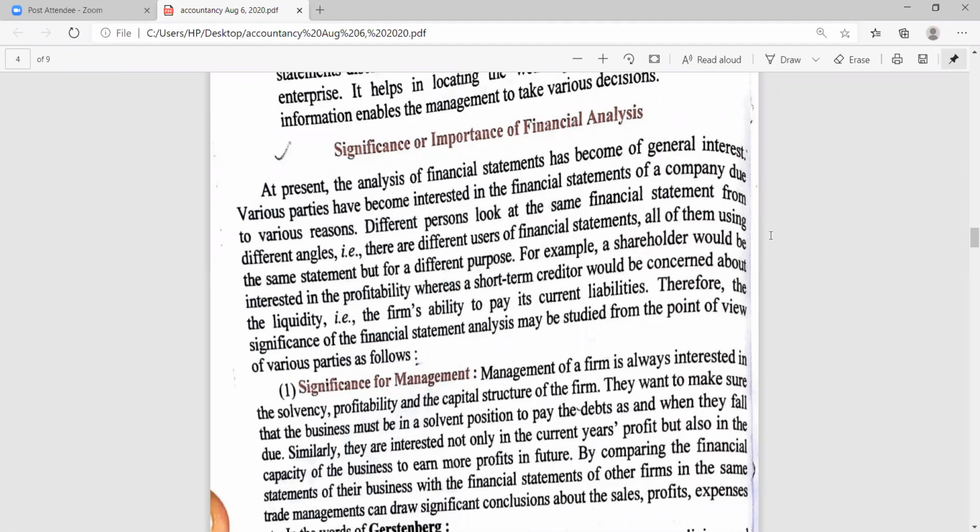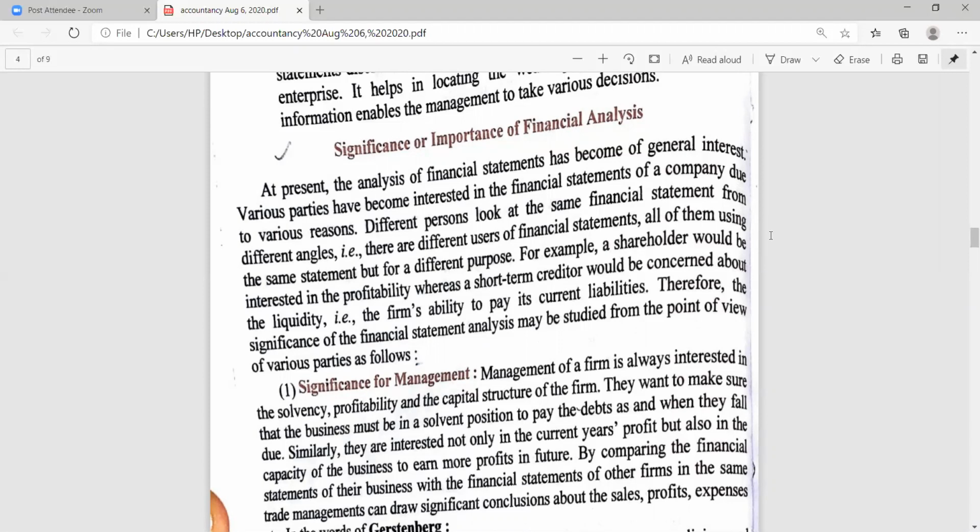Whoever the parties are, the users of that information consider it as per their needs. So different persons look at the financial position from different angles. They are the different users of the financial statement. All of them are using the same statement but for different purposes. For example, a shareholder would be interested in the profitability, whereas a short-term creditor would be concerned about the liquidity, for example, the firm's ability to pay its current liabilities.